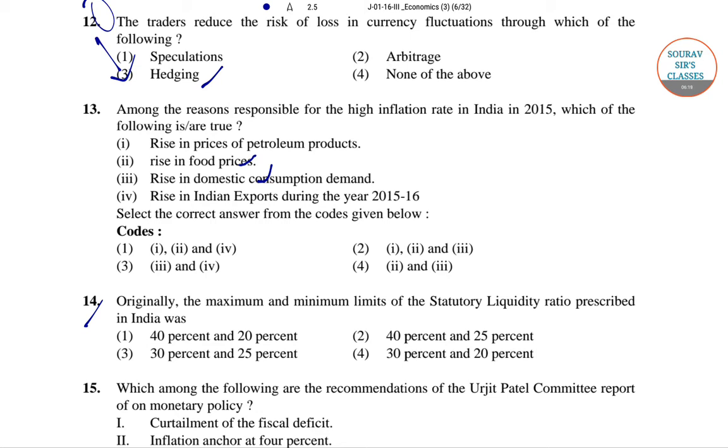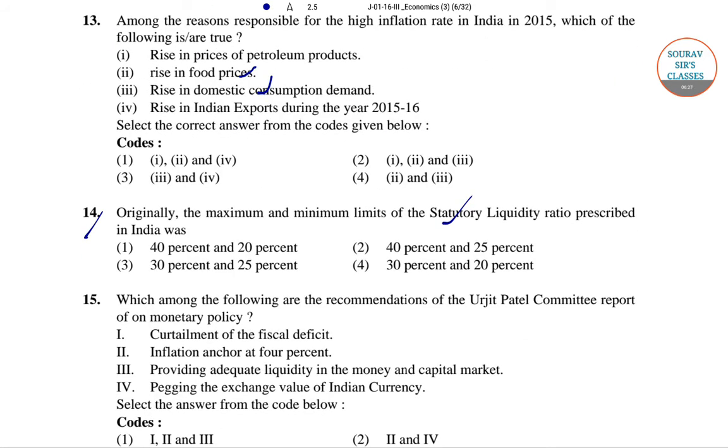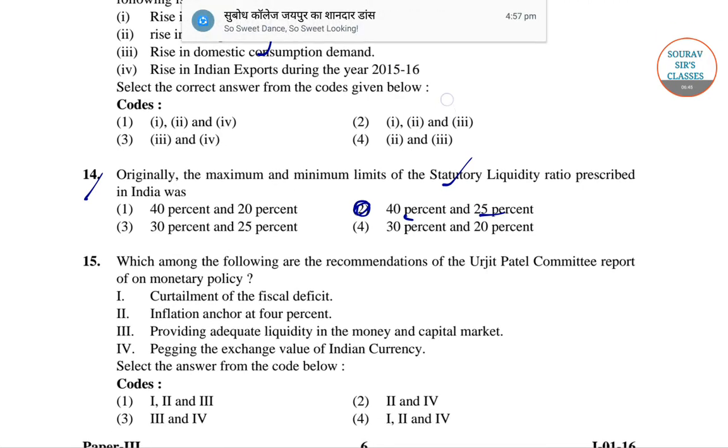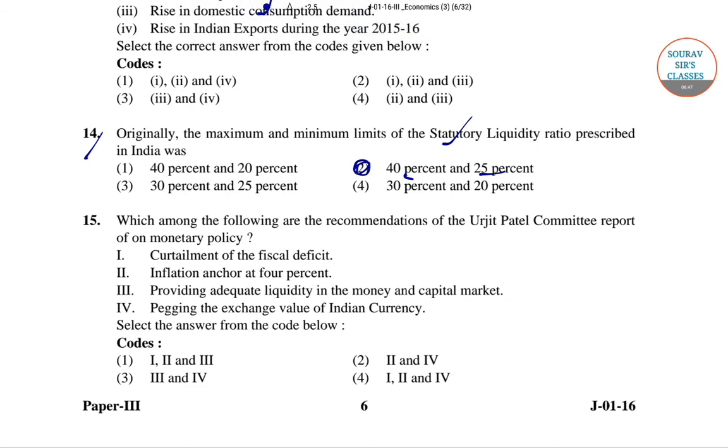In question number 14, it is given, originally the maximum and minimum limits of statutory liquidity ratio prescribed in India were. 4 options are given: 40% and 20%, 40% and 25%, 30% and 25%, and 30% and 20%, out of which we know the right answer would be option 2, that is 40% is the upper limit and 25% is the lower limit. Now we'll go to question number 15.